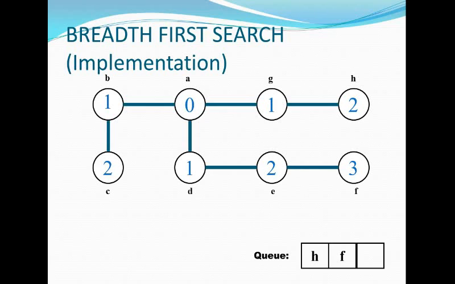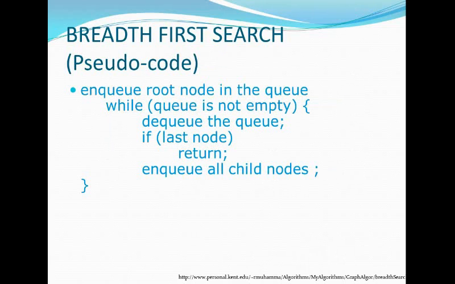So this is the implementation of breadth first search. Now we'll go to the pseudocode of breadth first search. Pseudocode is basically an informal description of the implementation or the program. This is how a program is informally described.